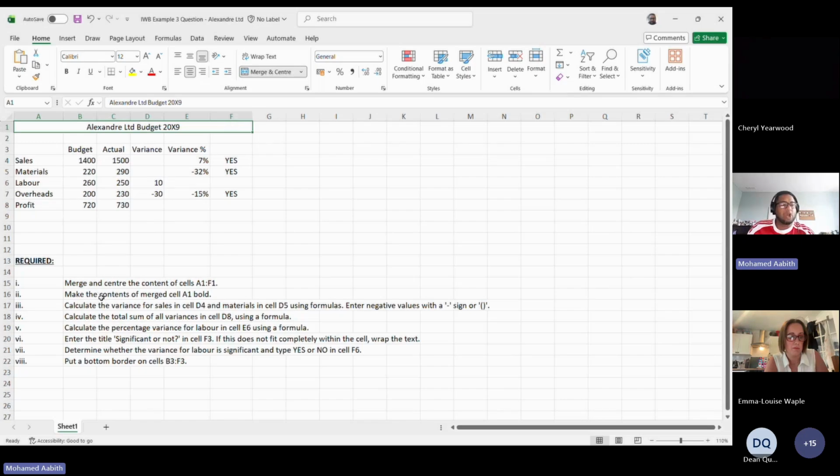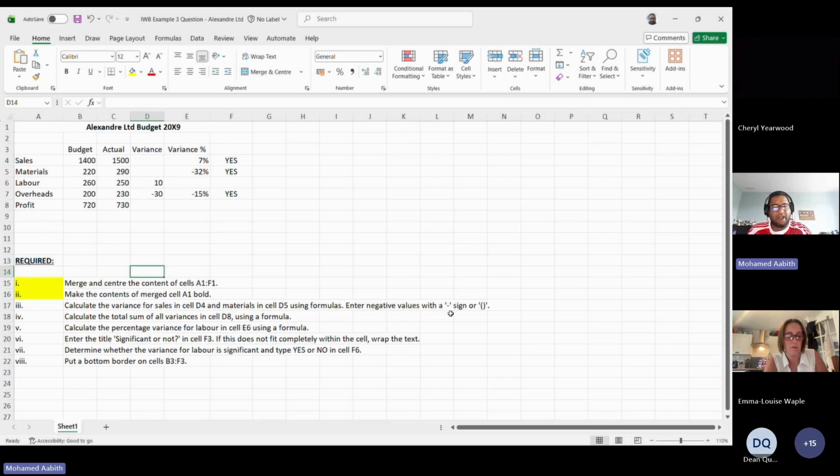Next one, make the content of cell A1 bold, the merged cell A1 to be bold. So here I'm going to select this bold option now. Can you see this has become bold? And then now we've done this. These two are done. What I'm going to do when I've finished it, I'm going to color it yellow just to say they're done. Calculate the variances for sales in cell D4 and materials in D5 using formulas.